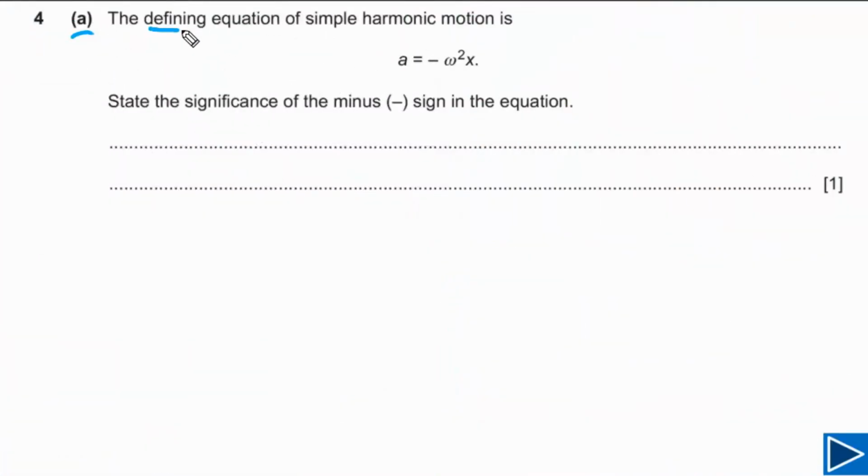For part A, the defining equation of simple harmonic motion is given, meaning this is the key equation for simple harmonic motion, and any simple harmonic oscillator has to obey this equation. In this equation, a is the acceleration, ω is the angular frequency, and x is the displacement. The question is asking us to state the significance of the minus sign, meaning simply what this minus sign is telling us, or why this minus sign is in front of ω.